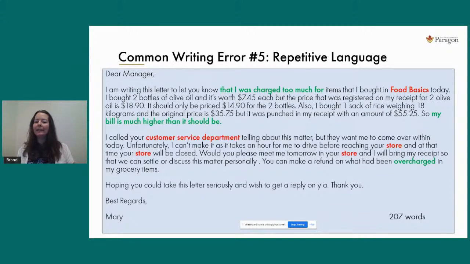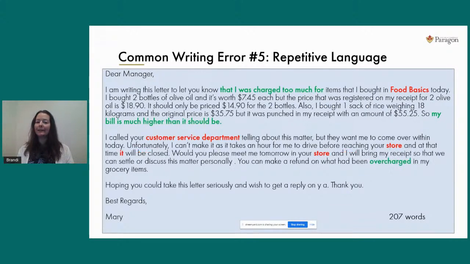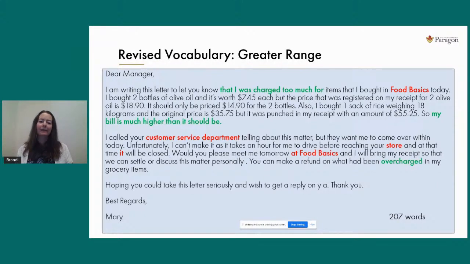So I suggest we can keep the word store in the first instance and just replace it with the pronoun it to follow. So she says, before reaching your store and it will be closed before I get there. So I think to use the word store once is okay, but we don't want to do it 5 times. In the next line, we've got, would you please meet me tomorrow in your store? Again, let's just go back to the title, or the name of the store rather. Please meet me tomorrow at Food Basics and I will bring my receipt. Now, I know we've got the name of the store in the opening, Food Basics. I think it's okay to refer to the store by name again towards the end of the email.